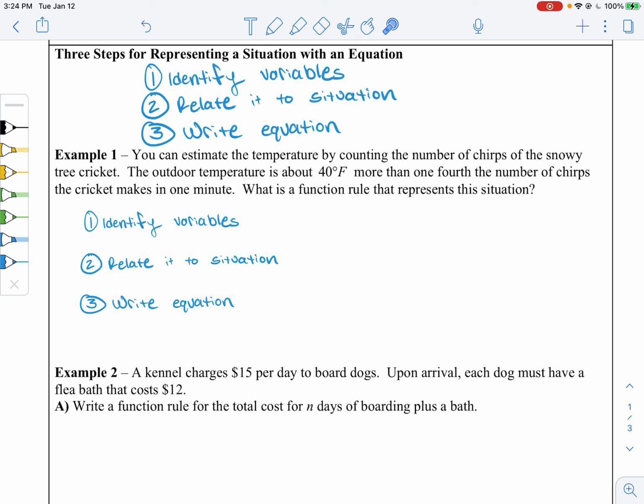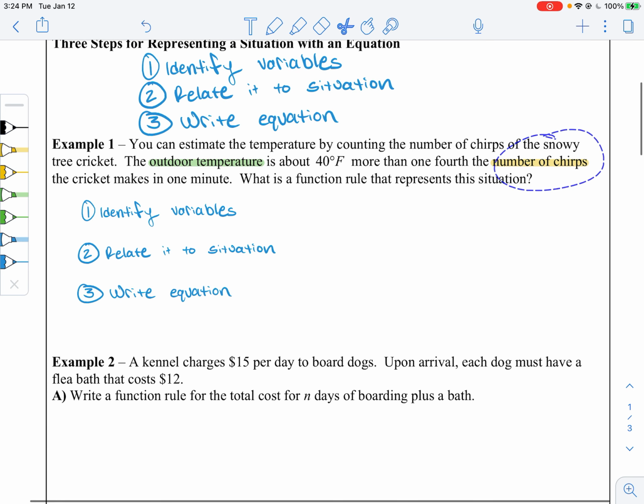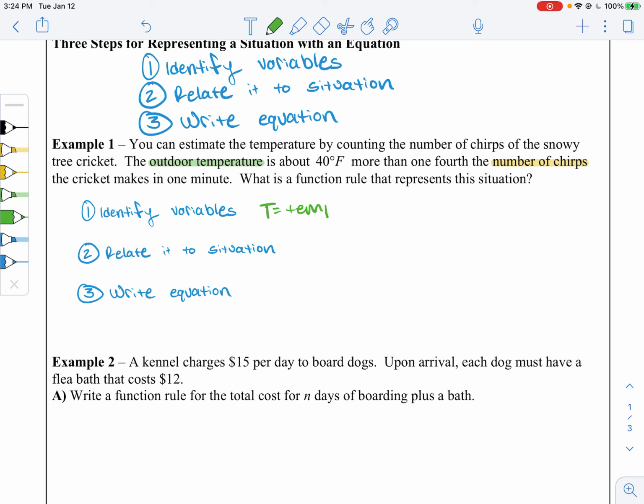Well, what are we talking about? Well, we've got our outdoor temperature. So we're dealing with temperature, and that is more than 1/4 the number of chirps the cricket makes. The number of chirps the cricket makes. So those are our 2 variables. So let's say that T equals the temperature. And we'll say that chirps, actually let's do N for number of chirps. N is number of chirps per minute.